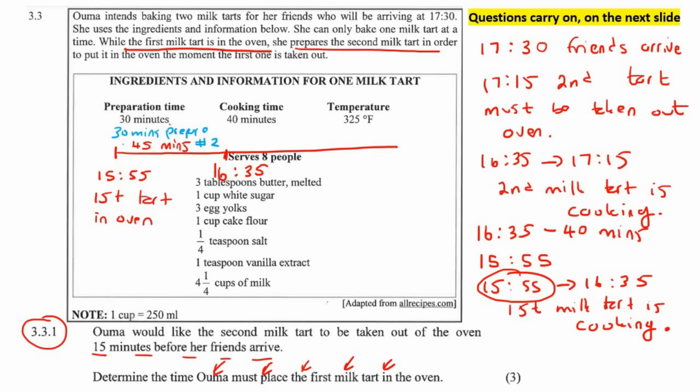Then at 16:35, what she does here is she takes, well, let's say that milk tart number 1 is now finished, and then number 2 begins the cooking. So then she'll cook for another 40 minutes, and that'll take us to 17:15.